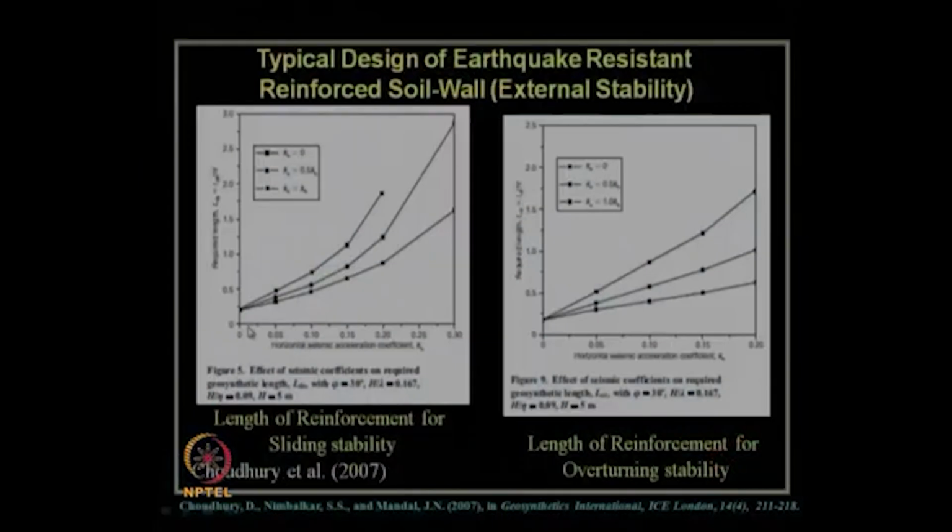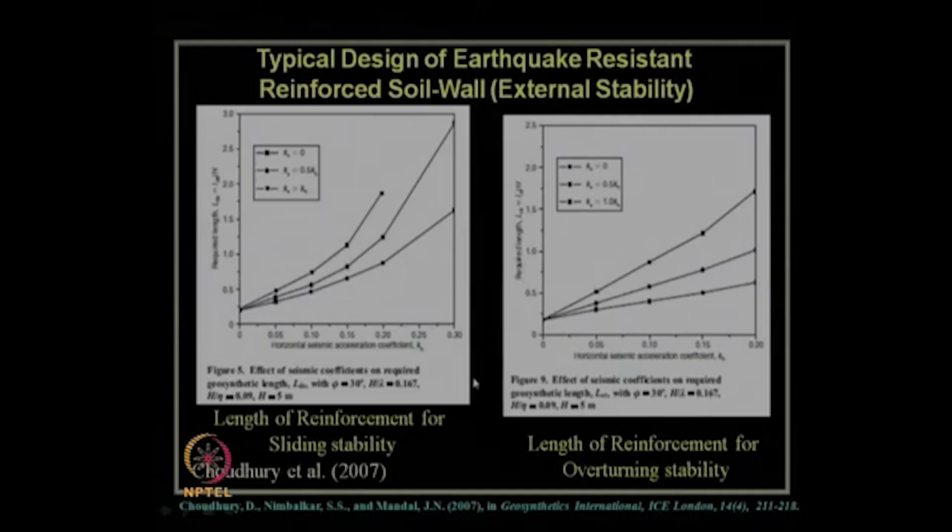So, again designers can use this design chart, come to a particular value of kh and corresponding kV, and get the required length, how much is required in terms of sliding failure stability. This is the minimum length required, so that sliding failure will not occur. Similarly, this is the minimum length required, so that overturning failure does not occur.